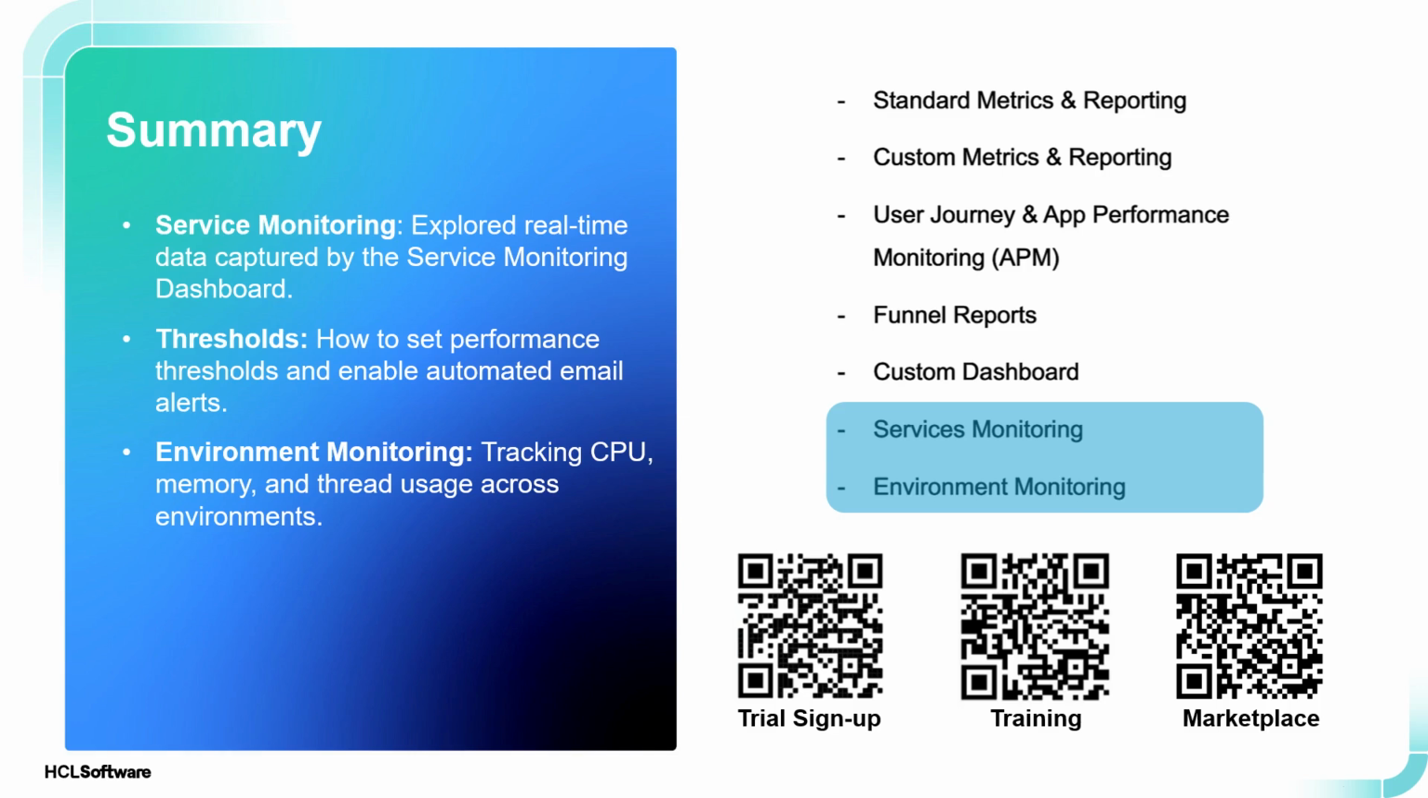Let's recap what we covered. We explored service monitoring and the real time data captured by the service monitoring dashboard to track service performance. We discussed how to use thresholds to identify degraded service performance by focusing on metrics like response time, error count, and error percentage, and how to enable automated email alerts when these thresholds are exceeded within a time window set by the admin. Finally, we reviewed what's included in environment monitoring and where to access these features in Volt Foundry.